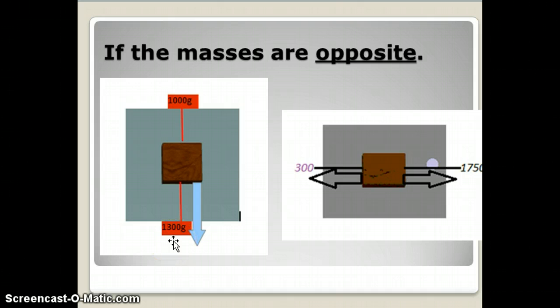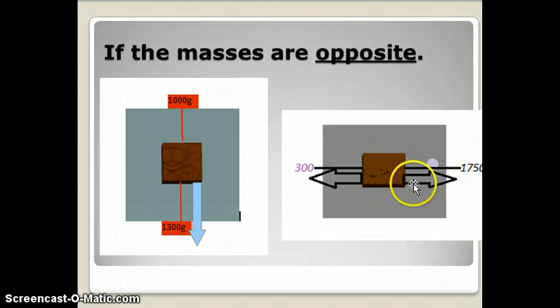So 1,300 grams is greater than 1,000 grams, so the net force will be in the direction of the greater mass. So this is 300 grams more, so the net force here, the blue arrow represents the net force, is going towards the 1,300-gram mass since it's higher.